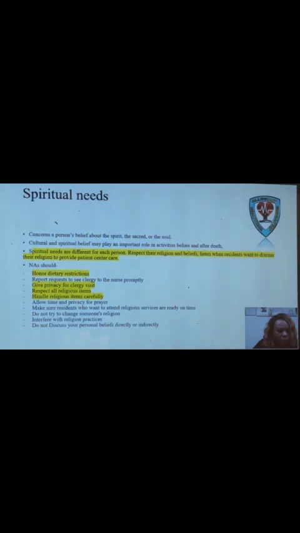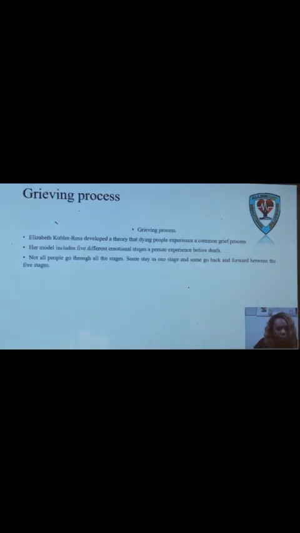You want to make sure that the resident who wants to attend a religion service within the facility is ready and present at that service on time. You do not want to try and change someone's religion. You don't want to interfere with their religious practice. You do not discuss your personal beliefs directly or indirectly with the resident.